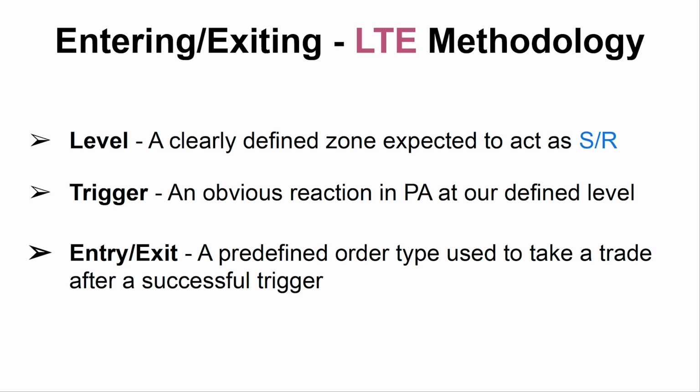With that said, I want to direct your attention to the E in LTE, entry and exit. This is essentially a predefined order type used to take a trade after a successful trigger has been observed. This is the execution aspect. Now, I want you to remember the following. Triggers can be entries or exits, but entries or exits cannot be triggers. We'll see exactly what I mean in just a bit, but for now, pause the video and repeat after me. Triggers can be the E, the E cannot be the trigger. Great. Now that we have that out of the way, let's move on and take a look at an example.